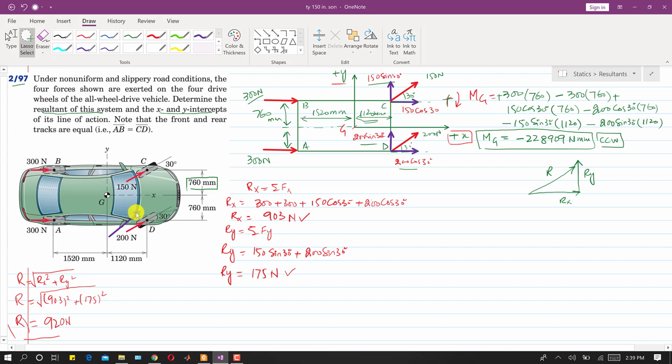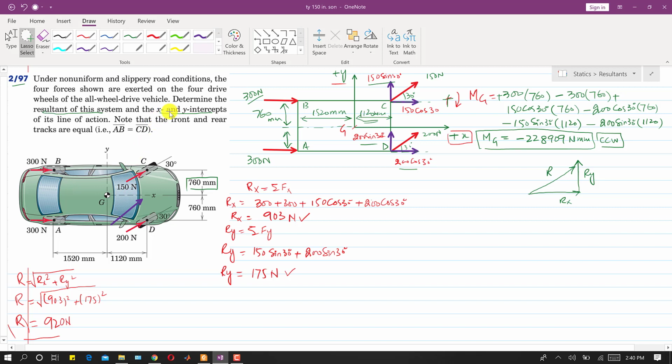So if I place it at this point, you might ask why not put this at this other location. At that location this will produce the clockwise moment, and as we have seen, this resultant should produce this much moment in the counterclockwise direction. So I need to put it somewhere here.